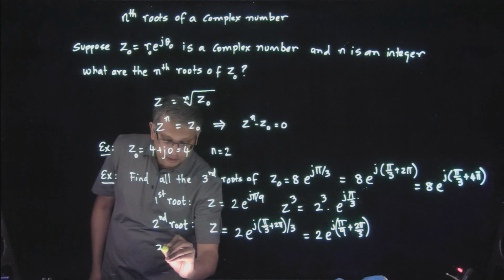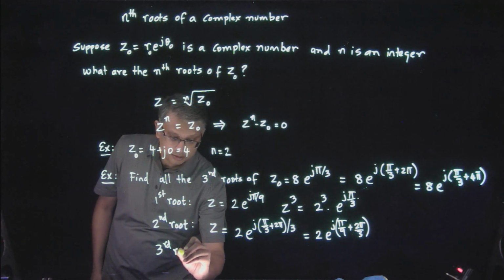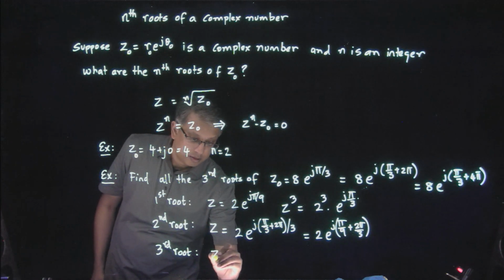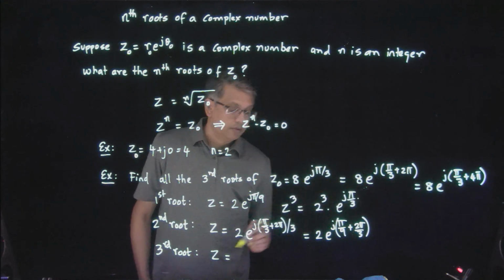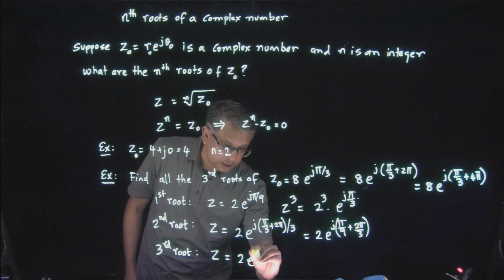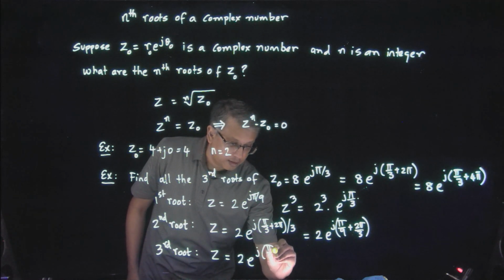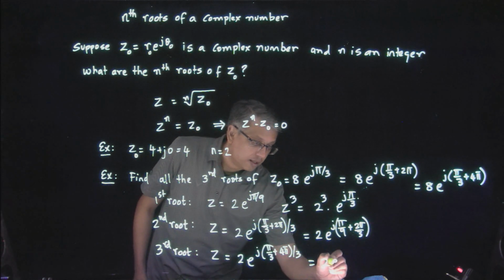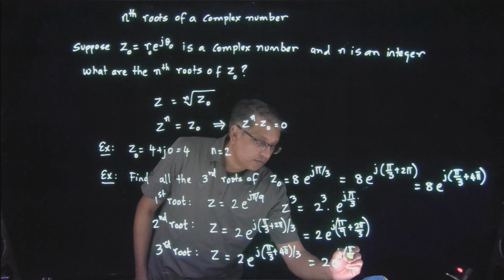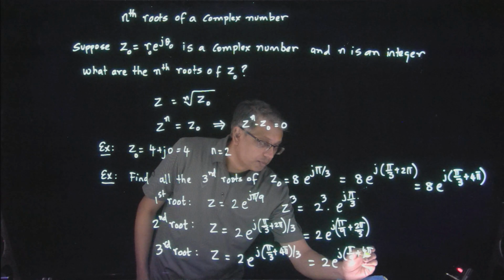And you can find the third root by adding another 2 pi to this, right? So we take e to the j pi over 3 plus 4 pi divided by 3, and that's going to give you e to the j pi over 9 plus 4 pi over 3.